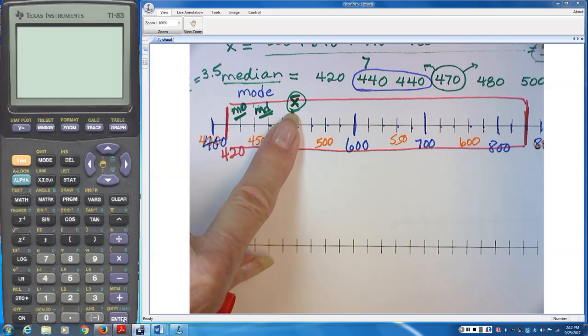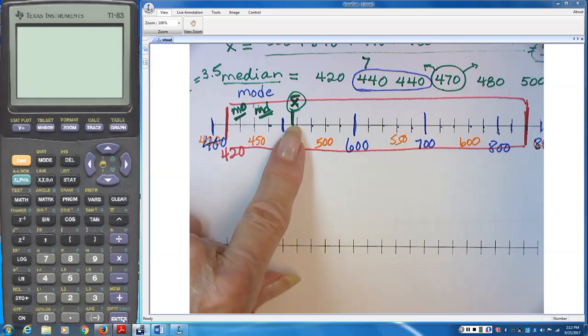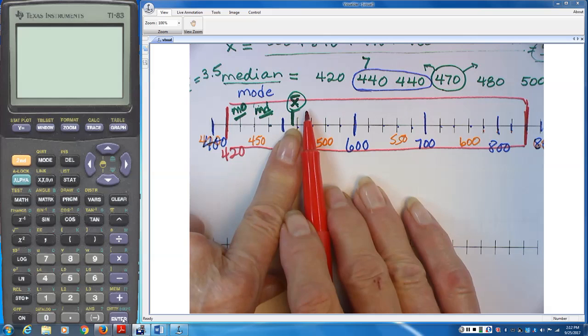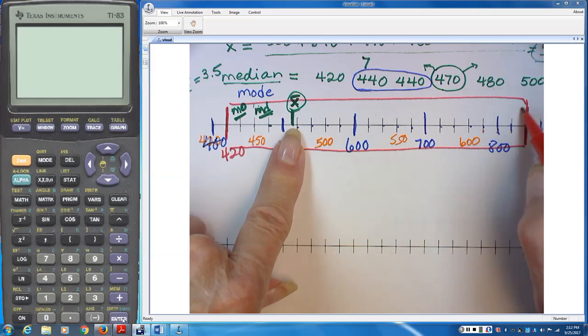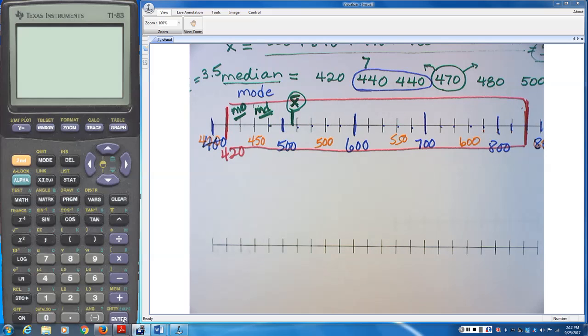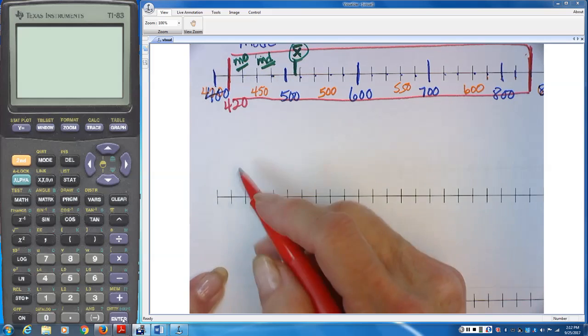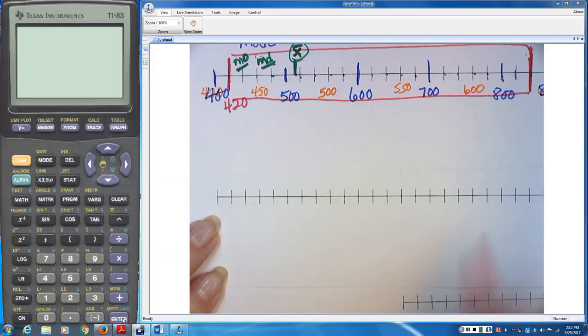Okay? Notice though that the one that's closest to the center is the mean. And the reason it's closest to the center is what we're going to look at next. So I'm going to go ahead and label exactly the same way on the next line.